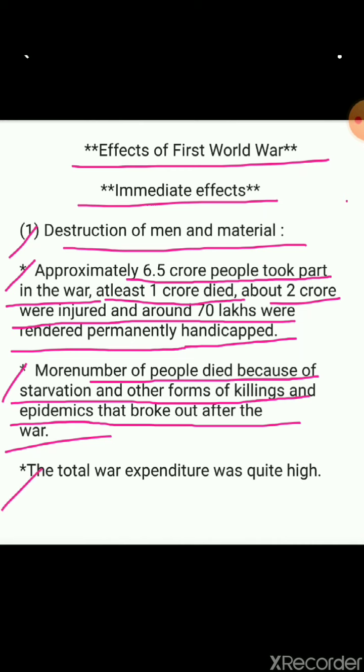Next, the total war expenditure was quite high. If the deaths are in crores, then obviously the total war expenditure should also be high, and it was very high.